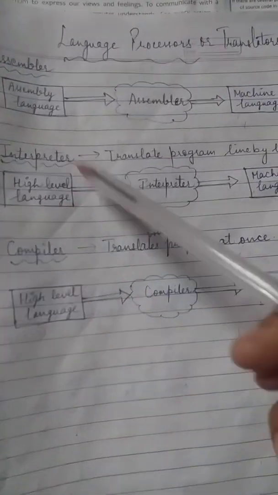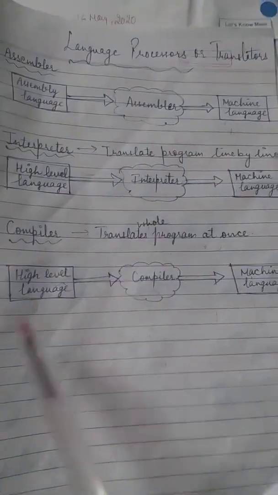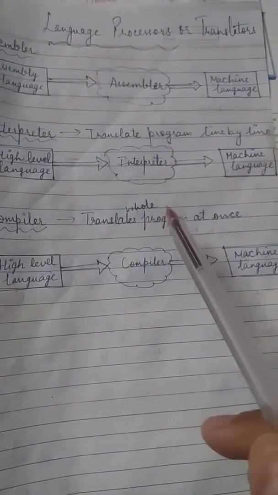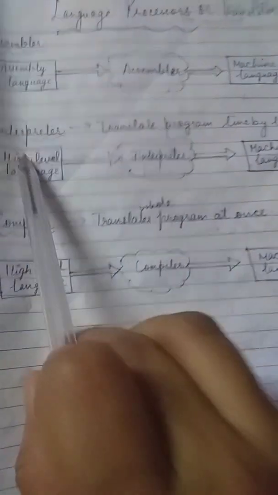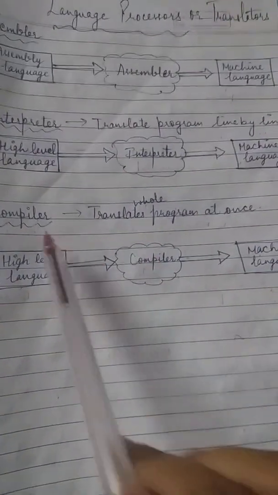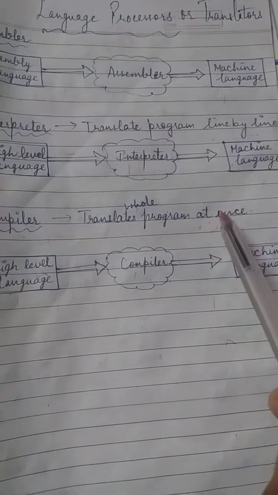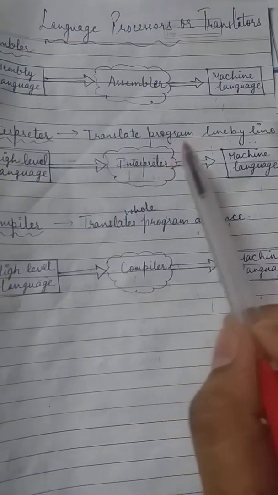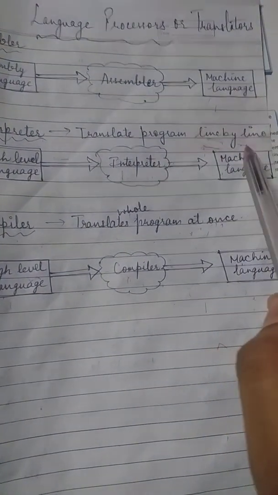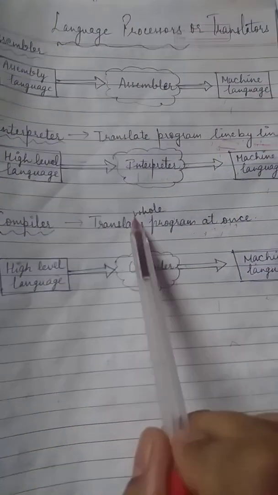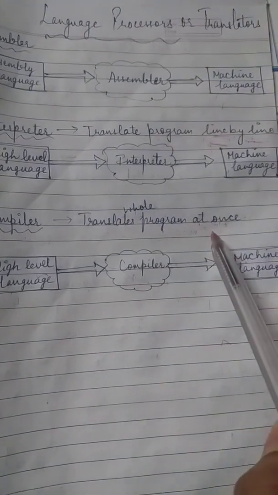So what is the difference between interpreter and compiler? Both are translating high level language into the machine level language, as you can see from this diagram. But there are 2 differences. Interpreter translates the program line by line into the machine level language and compiler translates the whole program at once. So this is the main difference. So interpreter's speed is very slow because it translates our code into the machine level language line by line, and compiler translates the whole program at once, so its speed is very fast.